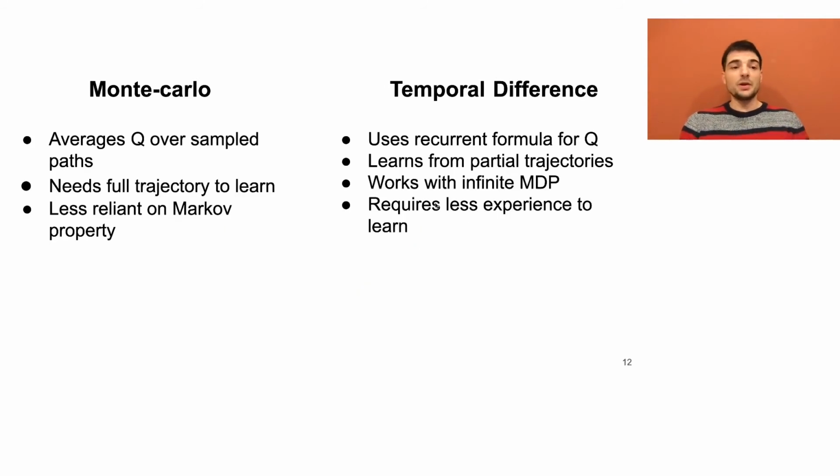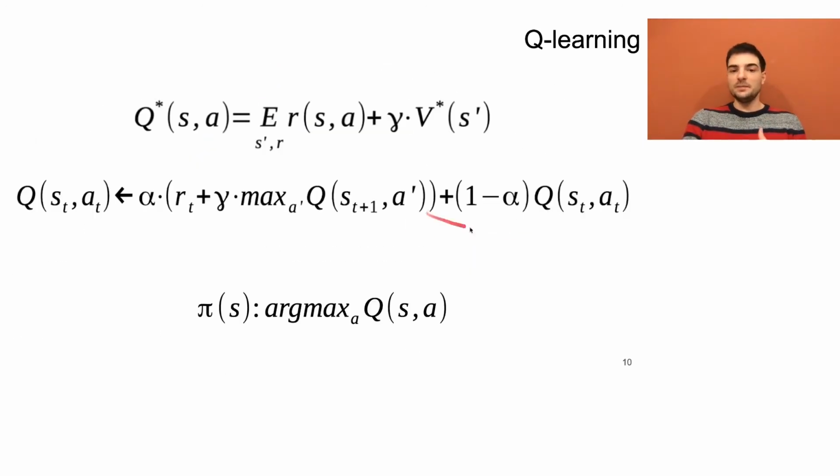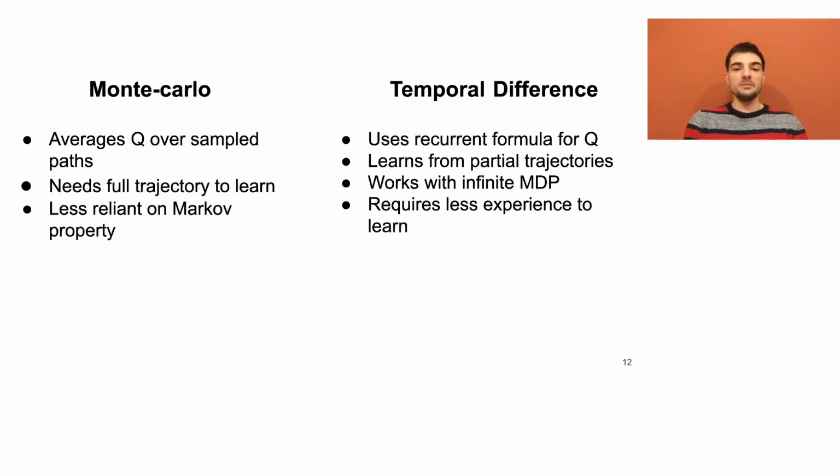So, Monte Carlo averages Q over the sample space. It needs a full trajectory to learn, but it's less reliant on the Markov property. When we define this recursive formula, we assume that we have the Markov property in our environment, and the next state and action only depend on the previous state and action we selected. That's why we have this recurrent formula. Here it is. You see, we base state t plus 1 only on state t and action t. We ignore everything which was before, so we have some kind of Markov property.